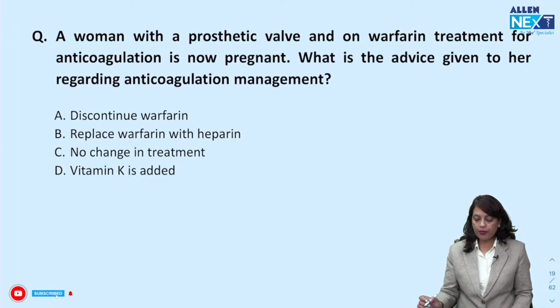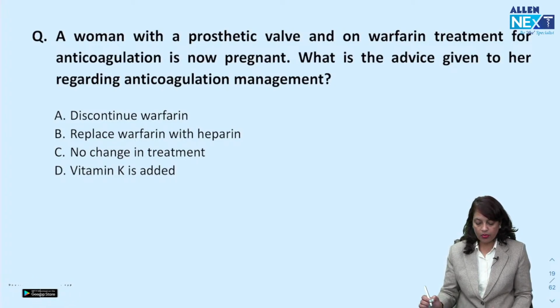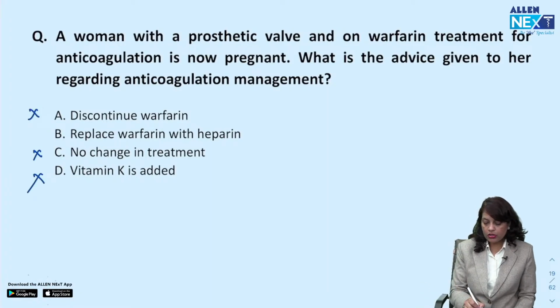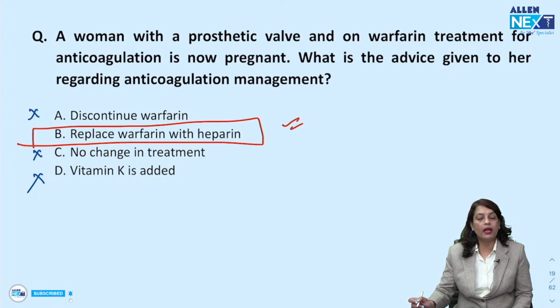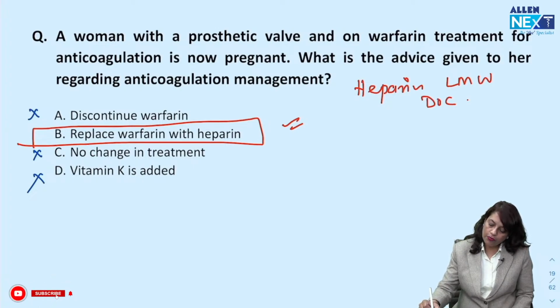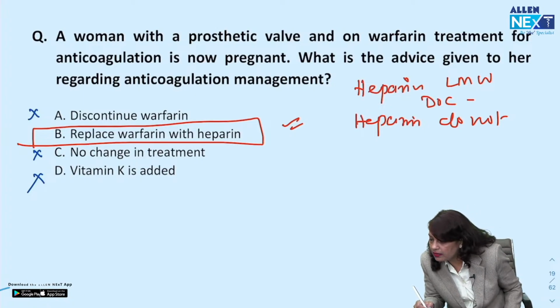Next, a woman with a prosthetic valve and on warfarin treatment for anticoagulation is now pregnant. What advice will you give? Continue warfarin, wrong. No change in the treatment, wrong. Vitamin K is added, wrong. So the correct answer is when it is the first trimester, always warfarin has to be stopped and heparin has to be started. Why heparin? Because low molecular weight heparin is the drug of choice in this case. Okay, and heparin does not cross the placenta.